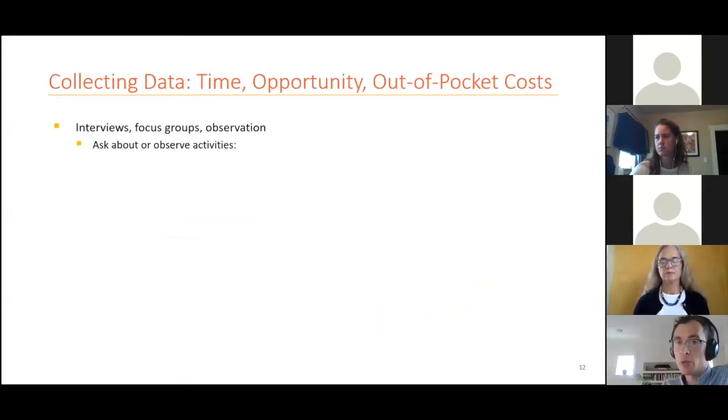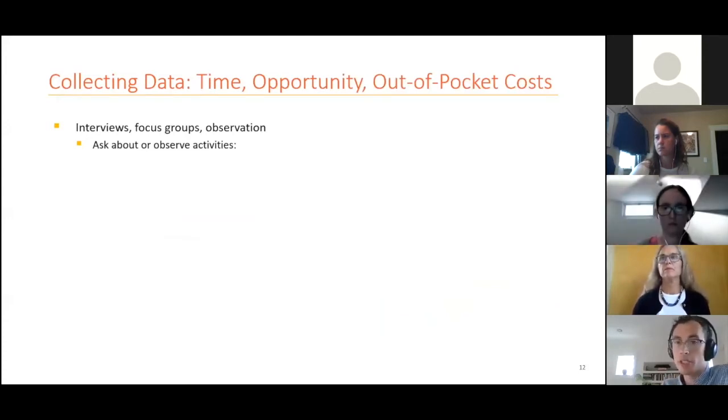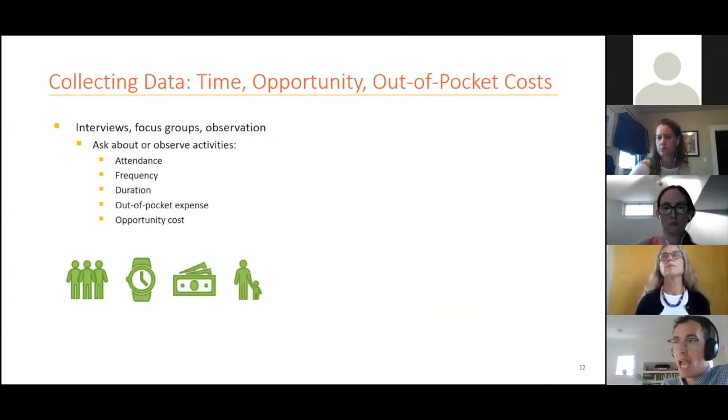We'll use interviews, focus group discussions, and observation to find out about the attendance of project activities, the frequency and duration of those activities, any out-of-pocket expenses, including travel costs and opportunity costs. And these might include missed wages at work. You might also imagine for project beneficiaries that in order to attend project activities, they might have to cover childcare, for example. And so we'd want to capture those expenses.